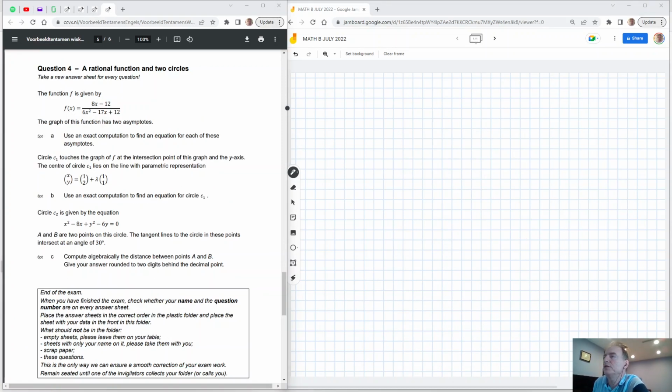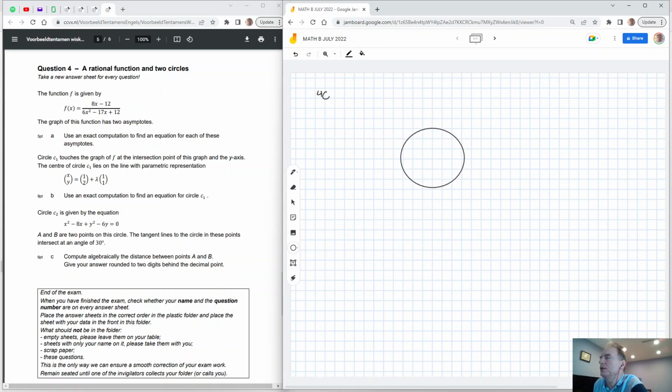The last question, 4c. We have this circle, A and B are 2 points on it. The tangent lines to the circle at these points intersect at an angle of 30 degrees. Compute algebraically the distance between points A and B in 2 digits behind the decimal point.